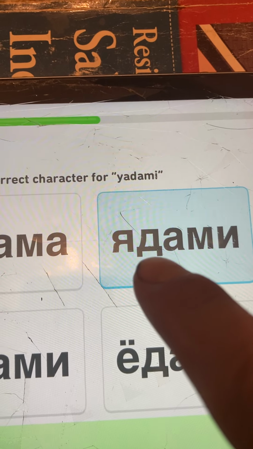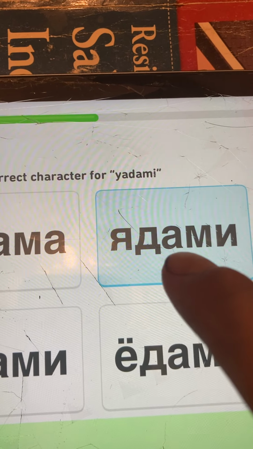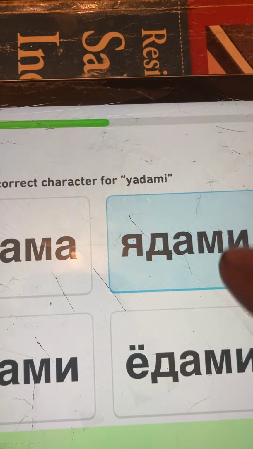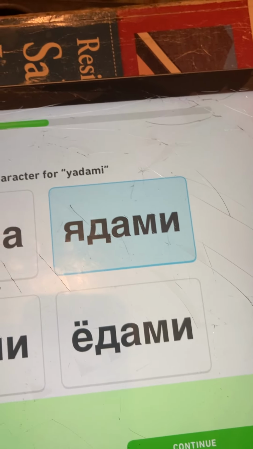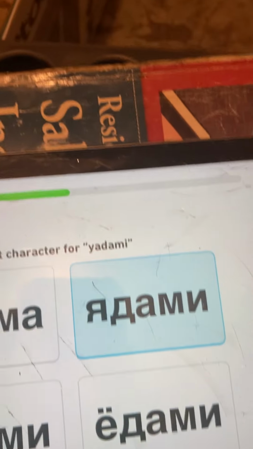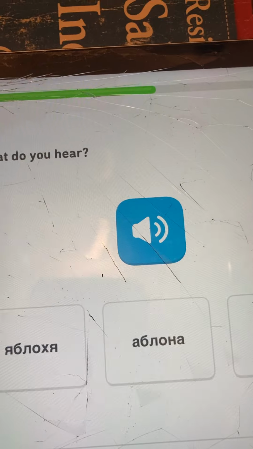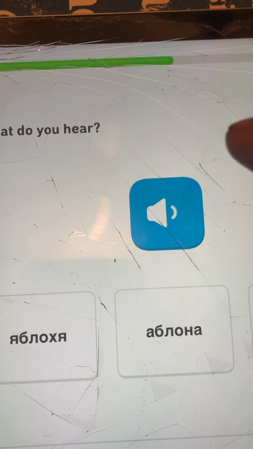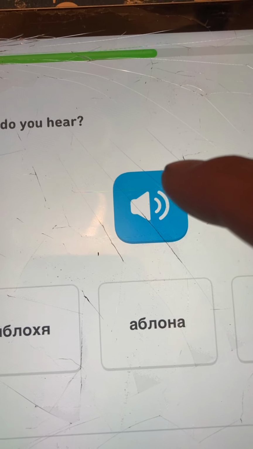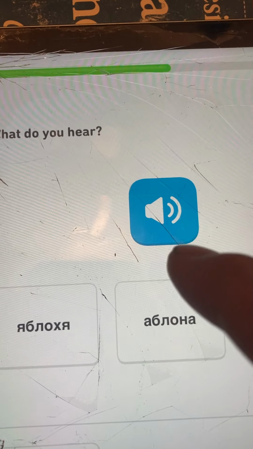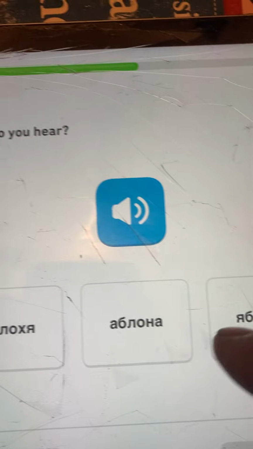Ya, because the backwards N is an I in English. Ya, dami. Яблоня. Ya is going to be a backwards R.